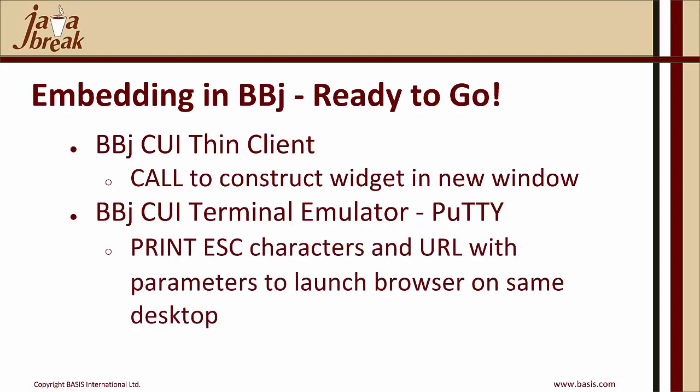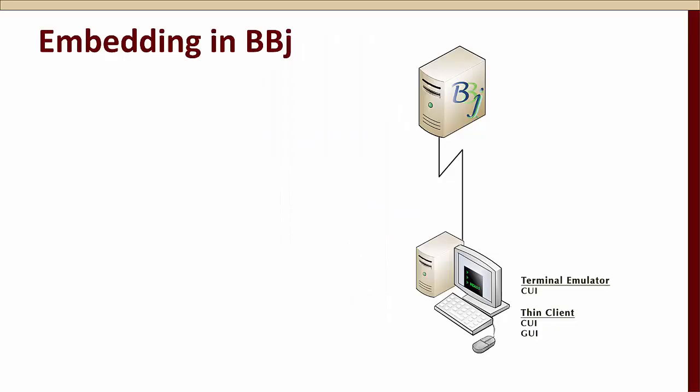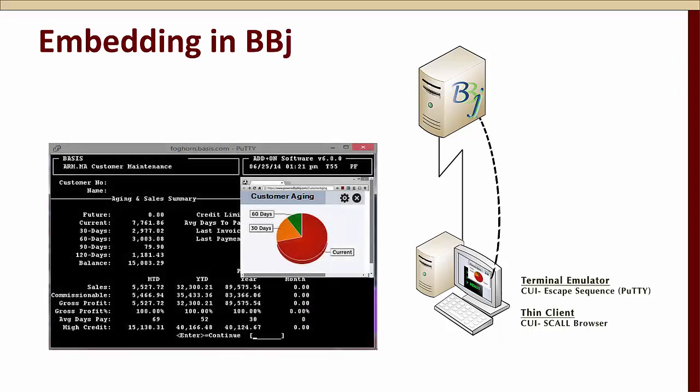What we do is we print escape characters, incorporating the URL with the parameters to launch the browser on the same desktop. Let's look at our deployment. We have BBJ running on a server, and then on the client side, we either run in a terminal emulator in the character user interface, or in the character user interface in thin client, or in GUI. When we're running our character user interface application through the terminal emulator, we can launch a BUI application to display the chart.